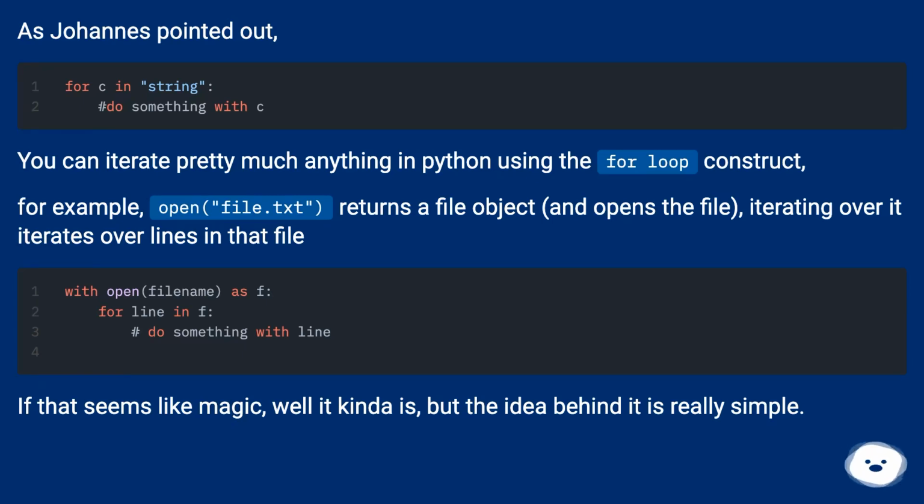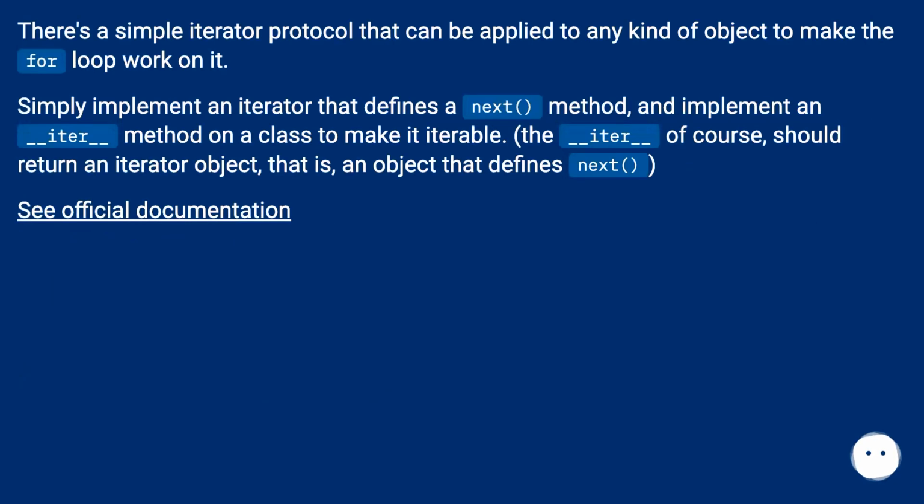If that seems like magic, well it kinda is, but the idea behind it is really simple. There's a simple iterator protocol that can be applied to any kind of object to make the for loop work on it. Simply implement an iterator that defines a next method, and implement an __iter__ method on a class to make it iterable. The __iter__, of course, should return an iterator object, that is, an object that defines next. See official documentation.